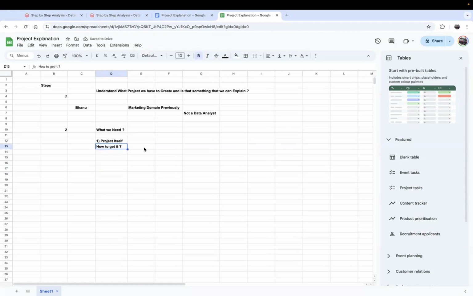To answer this question of how to get that project, you don't have to go on any website. So I'm marking website as no. What you have to do is go to ChatGPT. Suppose Bhanu is interested in the marketing domain. Sean, this is something different. Kaggle.com has data sets available where a person can work on those data sets and create a project. But this is something different that I'm explaining right now.